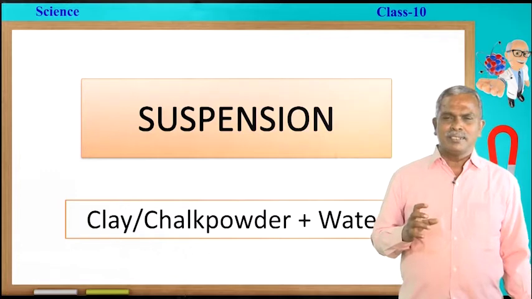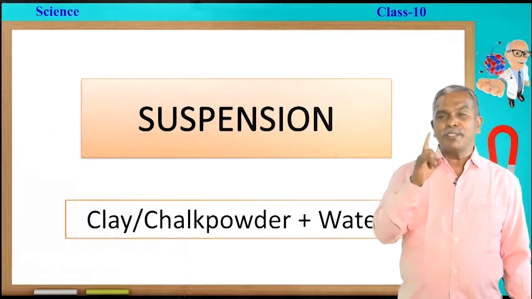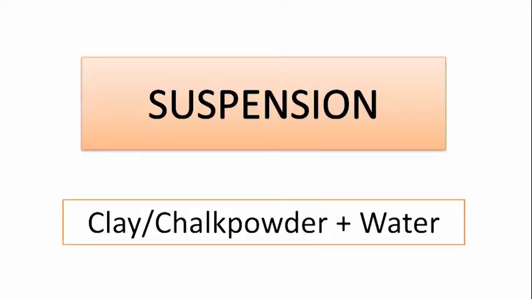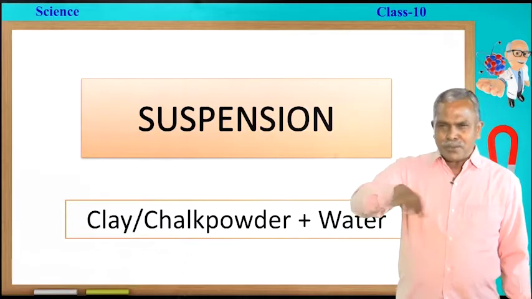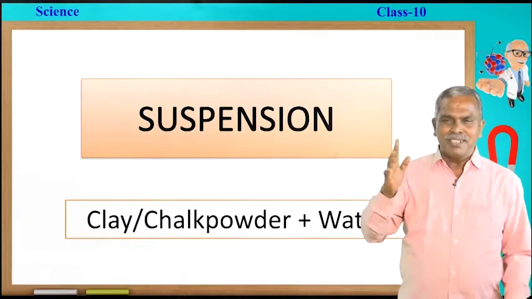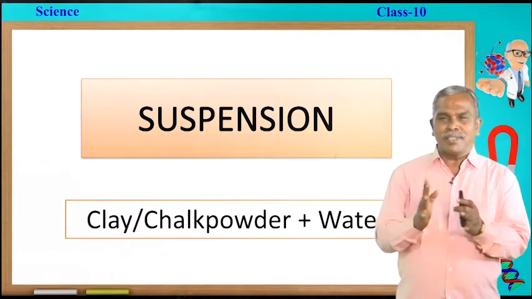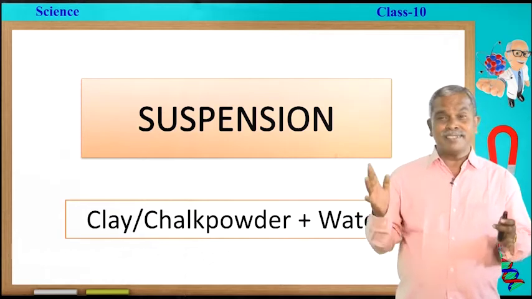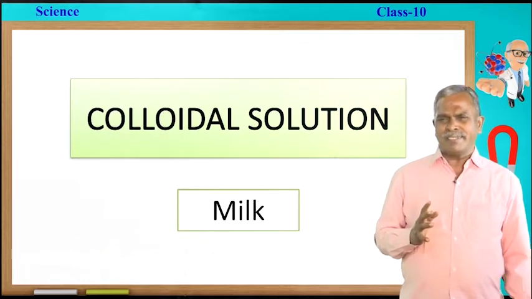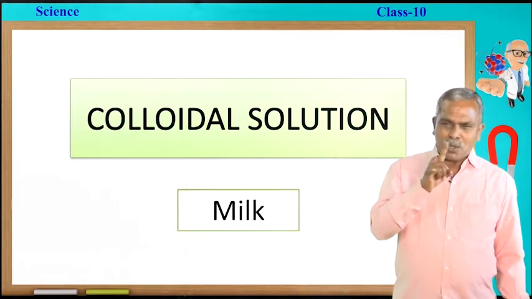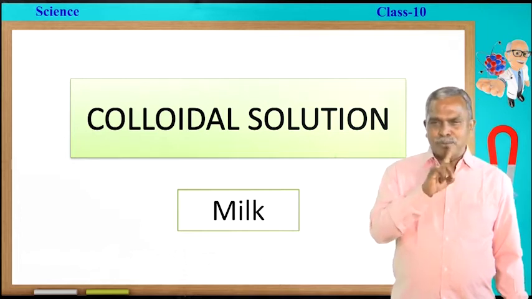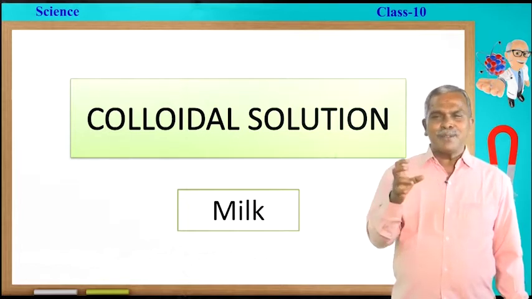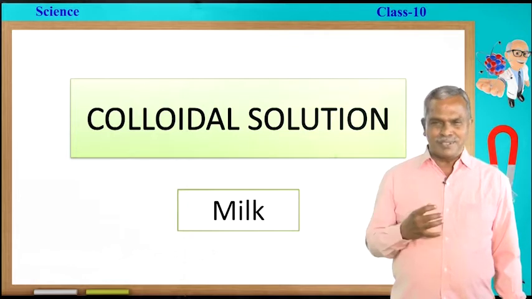Next, suspension. As the name itself indicates, something is going to be suspended without dissolving completely. You take clay or chalk powder and mix it with water, it is going to dissolve, but only partially, leaving some components suspended in the upper strata. Hence, this kind of solution is called a suspension. Next, colloidal solution. The property of the colloidal solution is in between the solution and the suspension. Mainly, we have milk as a very good illustration for this colloidal solution.